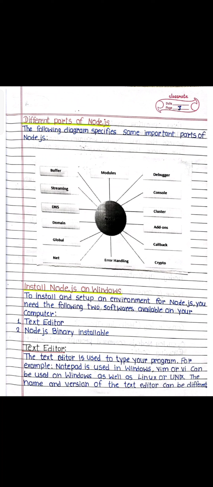Different parts of Node.js. The following diagram specifies some of the important parts of Node.js: buffer, modules, debugger, console, cluster, add-ons, callback, crypto, error handling, net, global, domain, DNS, streaming.